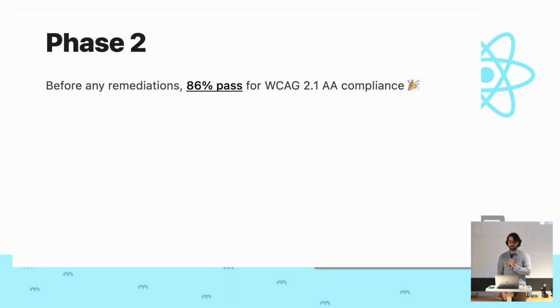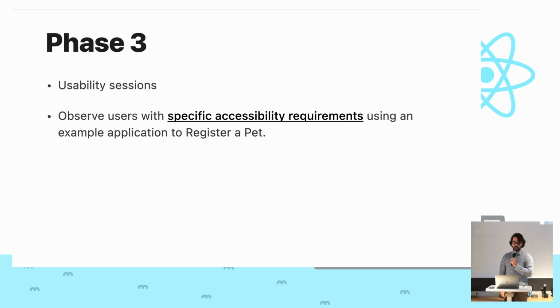And yeah, we did a pretty good job in that phase as well. We got 86% pass for AA compliance. A lot of the issues that came out of this were on our documentation. We have a live code editor for some snippets, and there were a couple of issues there with keyboard input. But yeah, once that was done, we moved on to the usability sessions.